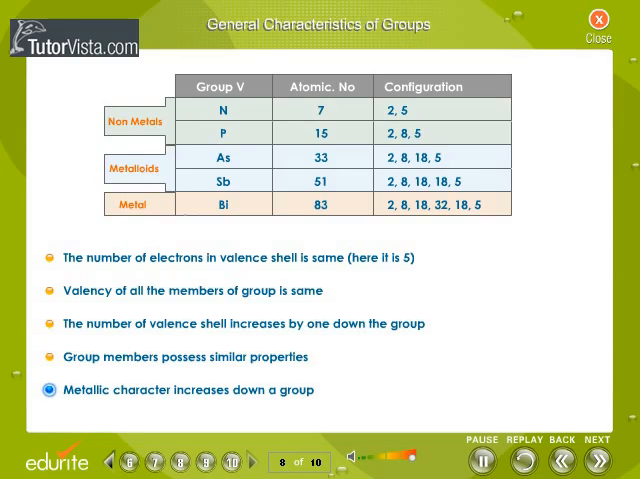Metallic character increases down a group. Nitrogen and phosphorus are nonmetals. Arsenic and antimony have both metallic and nonmetallic properties and are metalloids, and bismuth is a pure metal.